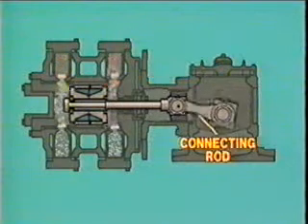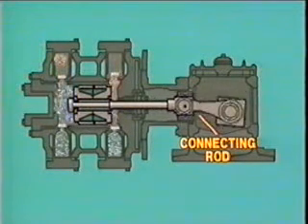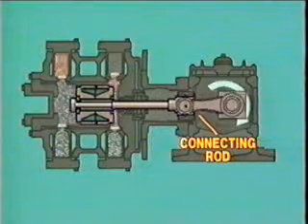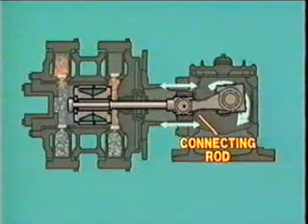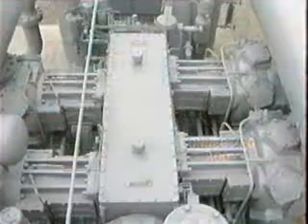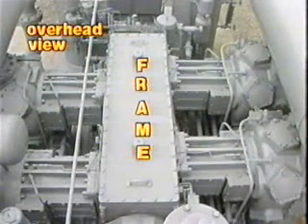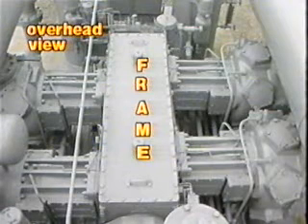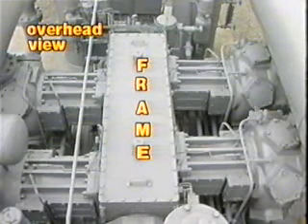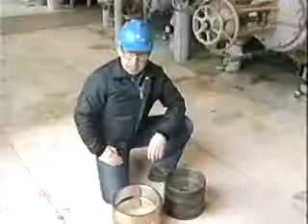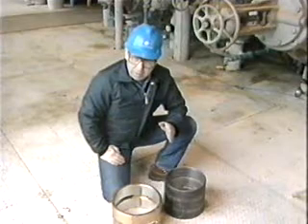The connecting rod joins the crosshead to the crankshaft, transferring the circular motion of the crankshaft to the horizontal movement of the crosshead. The frame of the compressor houses the crankshaft and provides central support for the crosshead guides and the cylinders.